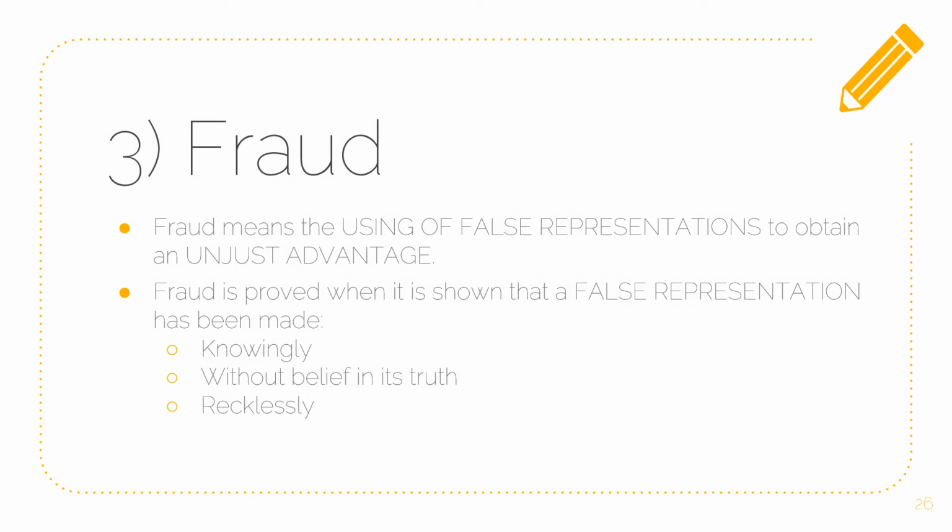Number 3, fraud. Fraud means the using of false representation to obtain unjust advantage. The intention to deceive the other party is the essence of fraud. To commit fraud, a person asserts or misstates the fact that it should be acted upon. Fraud is proved when it's shown that a false representation has been made knowingly, without belief in its truth, or it was made recklessly.